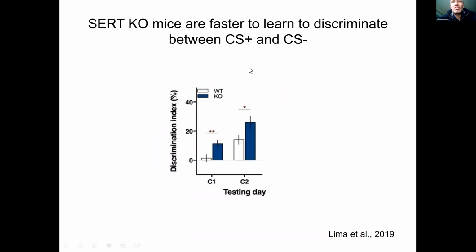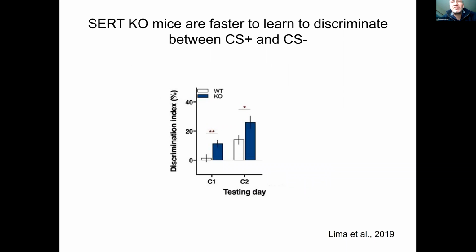And what we found was that the SERT knockouts were much faster to learn this discrimination. So this is conditioning day 1 and conditioning day 2. You can see that the knockouts are doing much better than the wild types. This discrimination index reflects how much more they freeze to the CS plus compared to how they freeze to the CS minus.